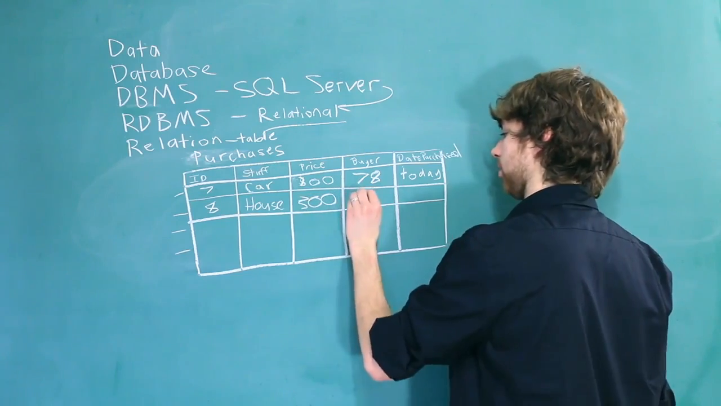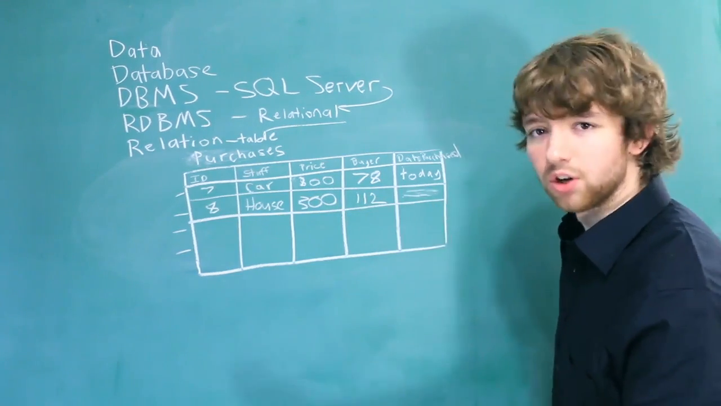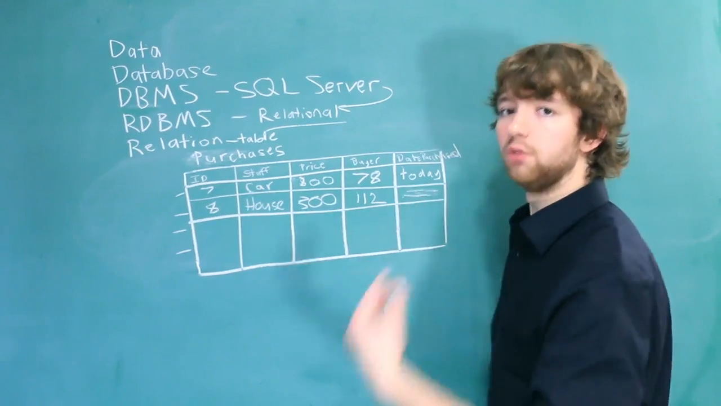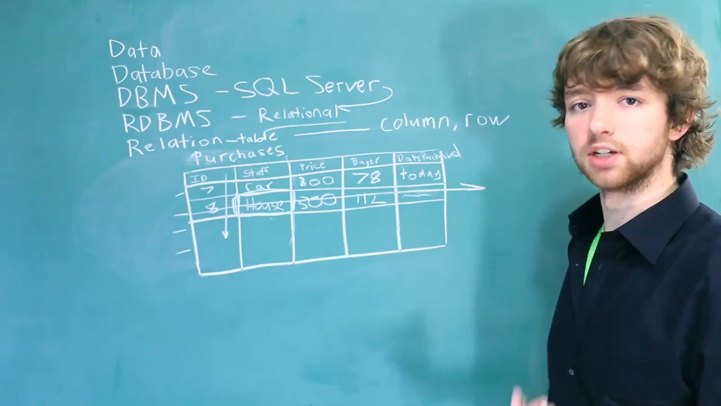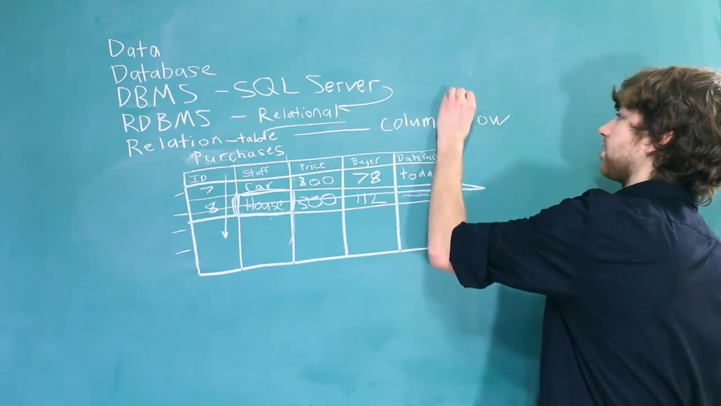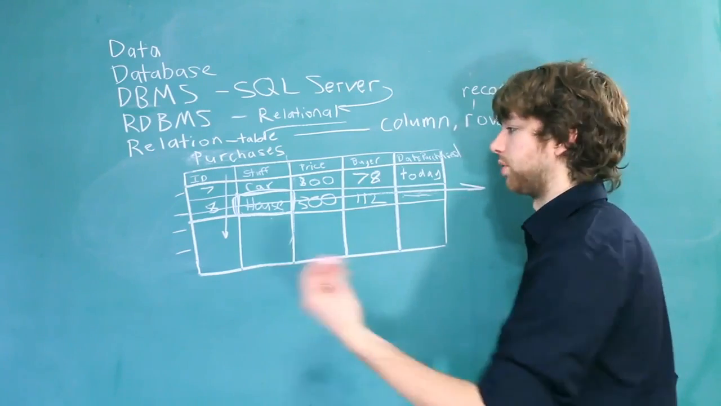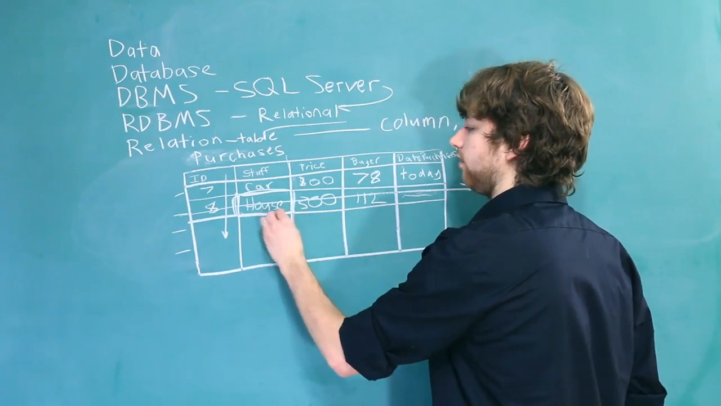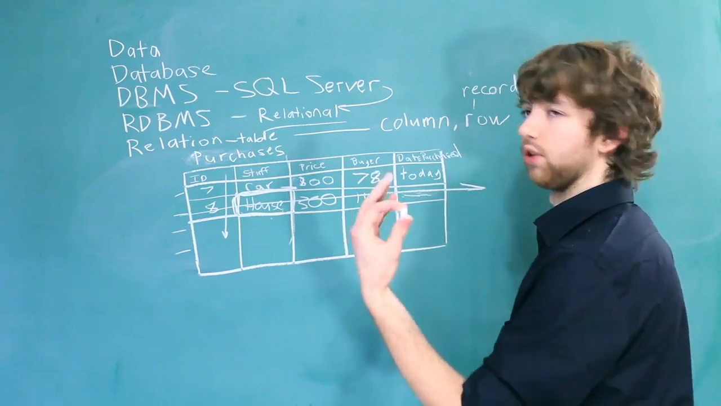Who bought it? The guy with the ID of 112. Date purchased. So the two key words here you really need to know are column and row. There are a few other terms you will come across, including record. A record is essentially another name for a row. You'll also hear the term field, which I use to represent one value within a column. And you can also hear that called a cell.